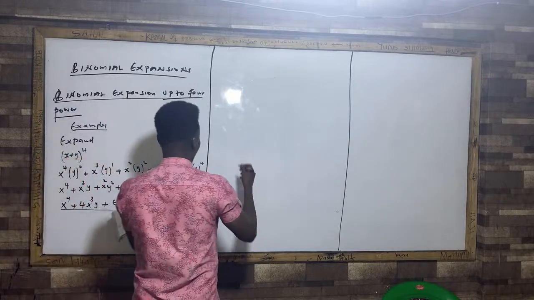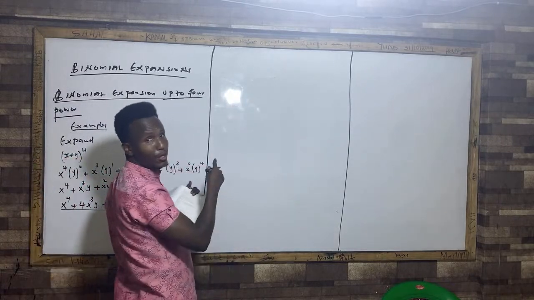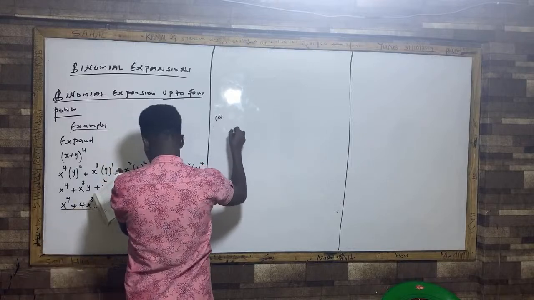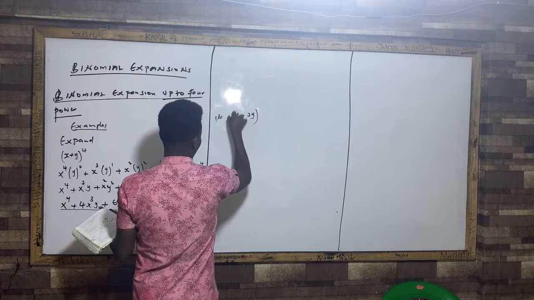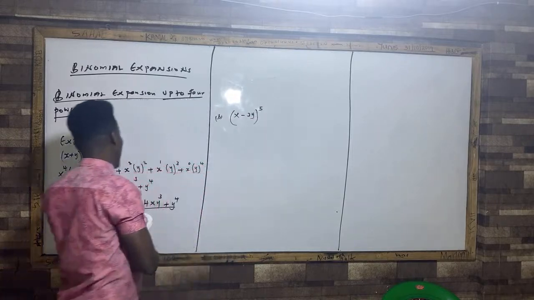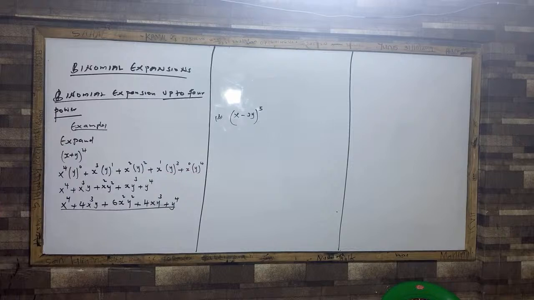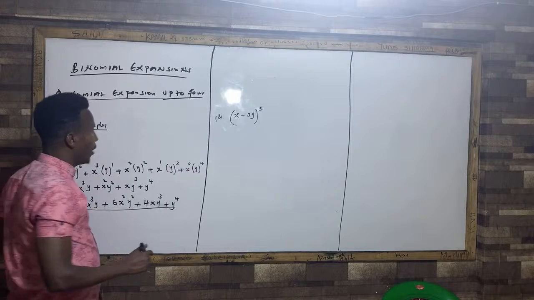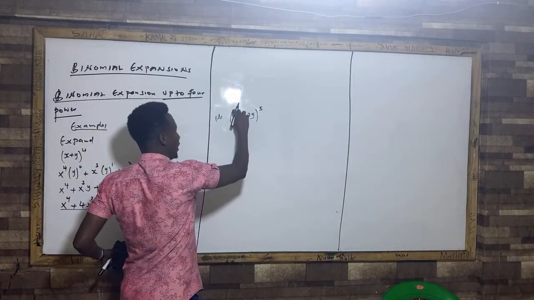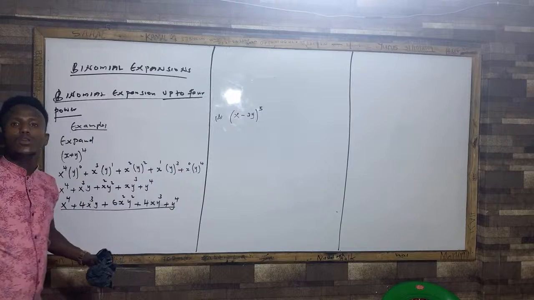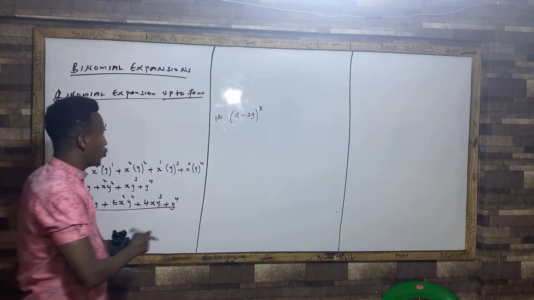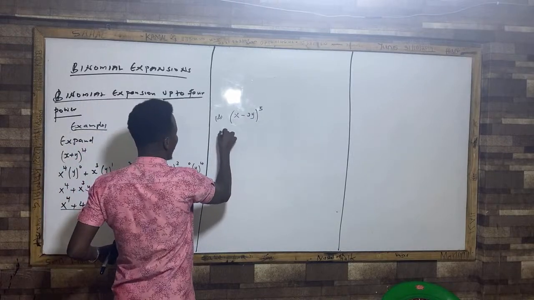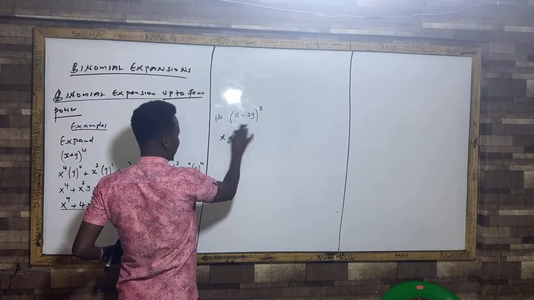This is question B, for your information. We have (x minus 3y) in the bracket, to the power of 5. Remember, we are still dealing with expansion. Don't get exhausted, it's very easy. Look here, remember, the first quantity will descend with the power, while the second quantity is going to ascend with the power. So we start with x.